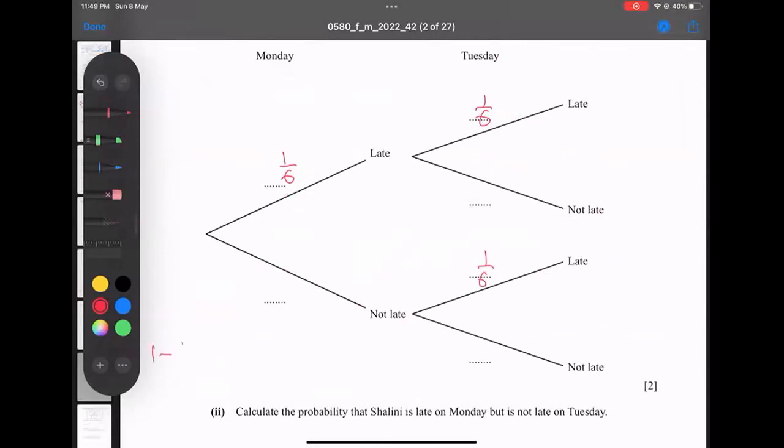And you know, 1 over 6 here, how to find this branch? 1 minus 1 over 6. So 6 over 1 is 6, LCM is 6, 6 minus 1, you get 5 out of 6. Same story here, 5 out of 6. Same story here, 5 out of 6. So this point is very, very clear. And then after that, what is he asking us? Find the probability that she is late on Monday, but not on Tuesday.